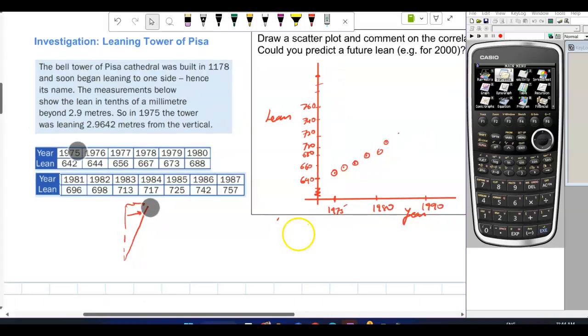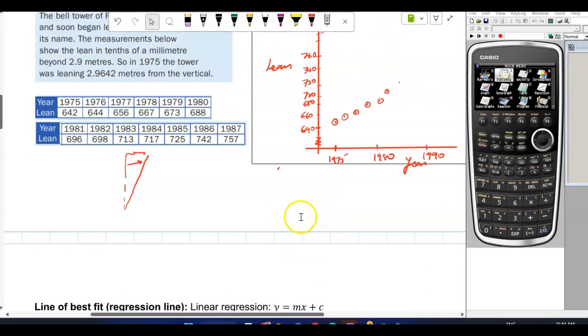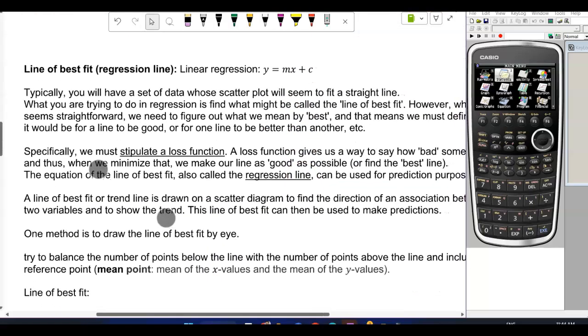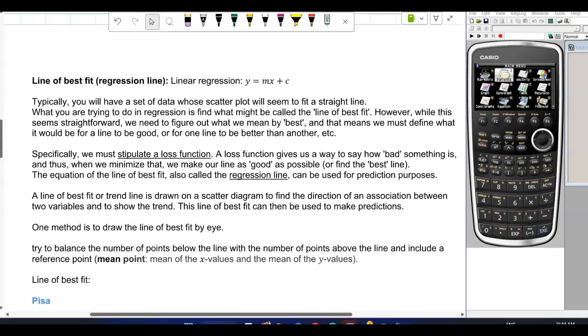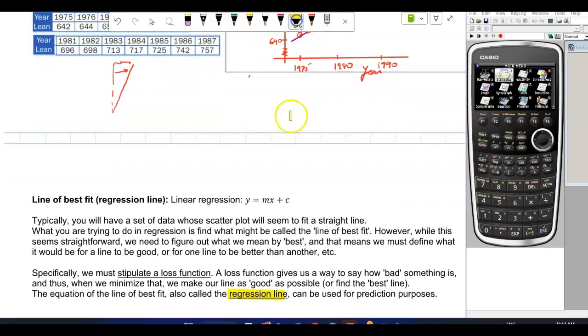It's a strong positive, and it says to comment on that. Next, the line of best fit. You can have data points outside it. So you have the data points, you have to draw the regression line, and you have to do it using a calculator. The regression line is the line you draw to model this data. So the line of best fit is your regression line.